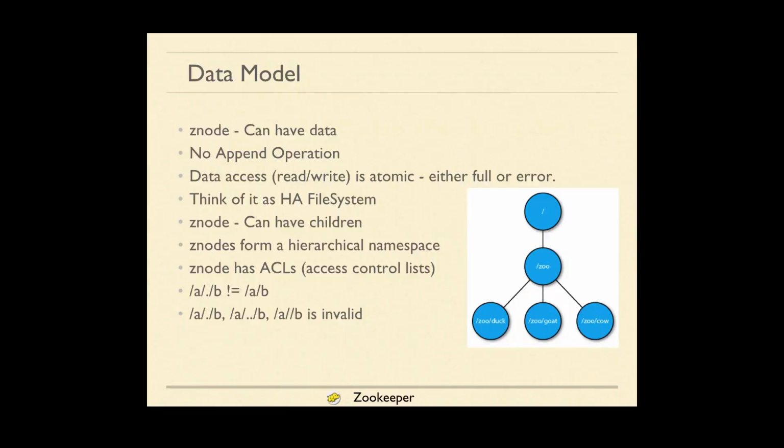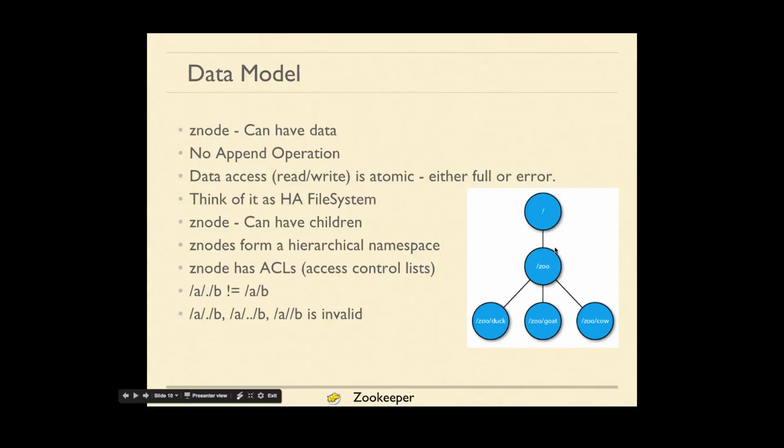You can always think of this data model like a highly available file system, because the folder structure is exactly the way Z nodes are represented. A Z node contains data, and a Z node can have another Z node, and so on. For example, in this diagram on the right-hand side, slash is the top-level Z node, already created in Zookeeper. You can think of Zookeeper like a central place where you store data in this form.